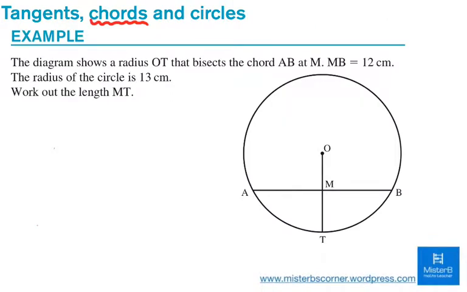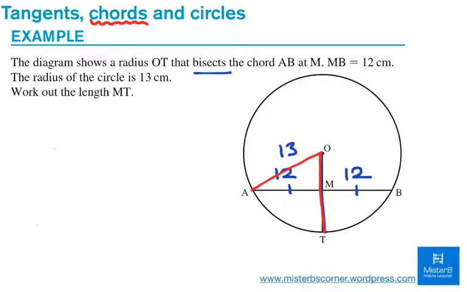Now let's look at this example. The diagram shows a radius OT, so this is the radius, that bisects the chord AB at M. Bisect means cut into two equal parts, so AM and MB are equal. MB is 12, and so is AM. The radius of the circle is 13, so when you have the radius drawn anywhere, these are all 13, so this is 13. Work out the length of MT.